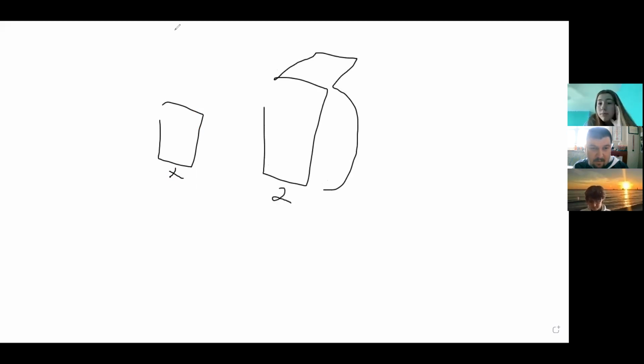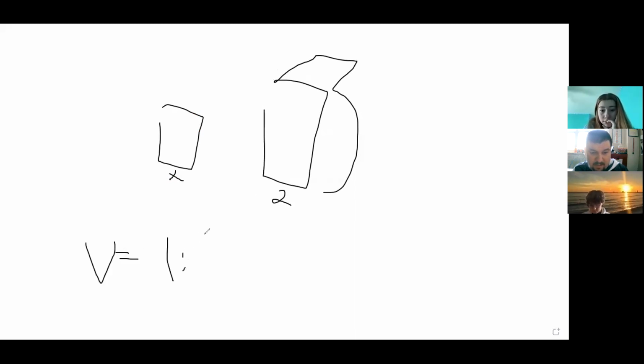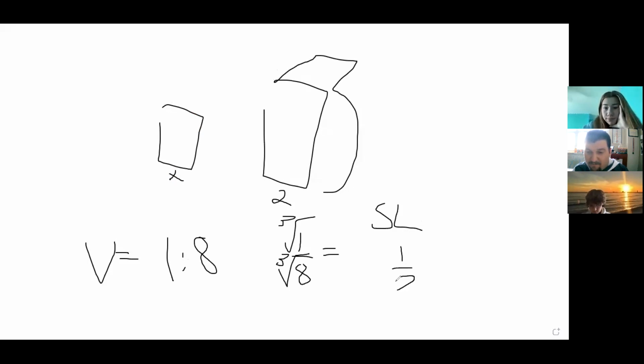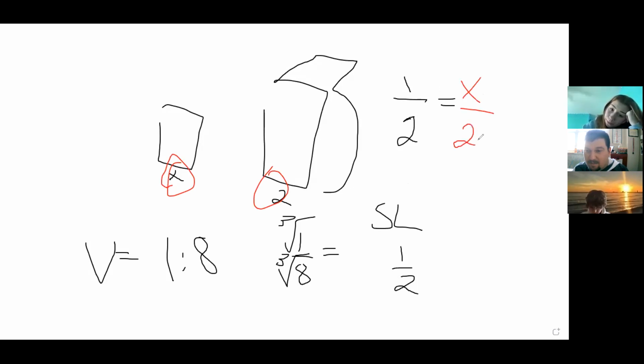The volume ratio is 1 to 8. So I know the volume ratio is 1/8, and if I cube root that, just like I did last time, that gives me a side length ratio of 1/2. That means I can use that 1/2 as my proportion. So 1/2 has to be equal to the side length to side length, which is X over 2. And that's going to be a piece of cake, because that means X has to be 1.